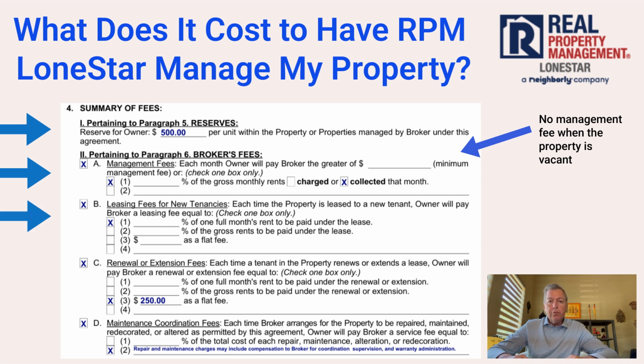Our leasing services apply when a new resident is placed. This includes marketing, showings, screening, lease preparation, coordination of move-in and move-out evaluations, and ensuring the property is positioned for a successful tenancy. Each time a resident renews, renewal services apply. These include pricing checks, lease coordination, documentation, and system updates to ensure a smooth transition.